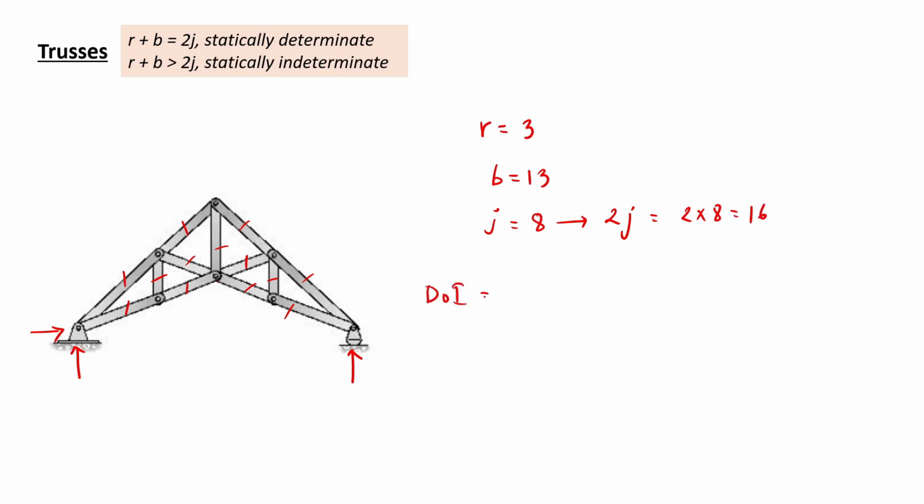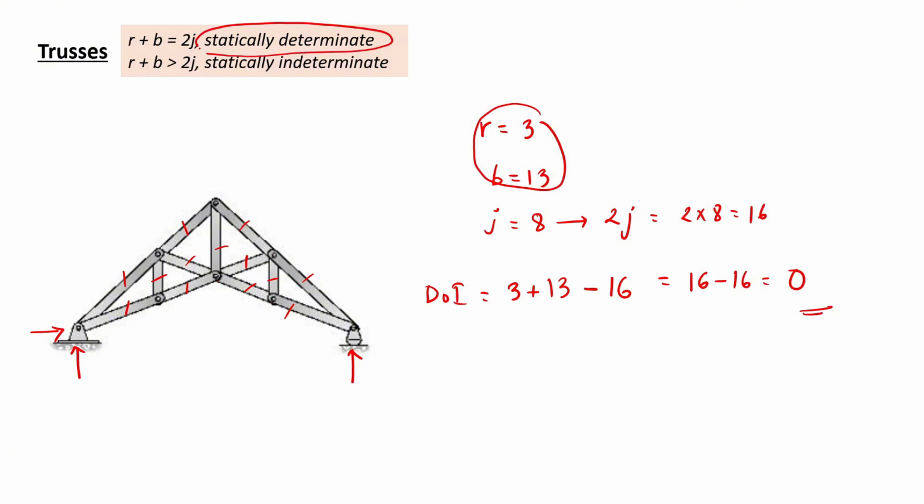Degree of indeterminacy would be equal to total number of unknown forces, that is r plus b, 3 plus 13, minus 2 times j, number of equations of equilibrium, 16. So that's 16 minus 16, which is equal to 0. That means the truss is statically determinate. So this concludes our video here, and I hope you understood how we can classify structures as statically determinate or statically indeterminate structures.